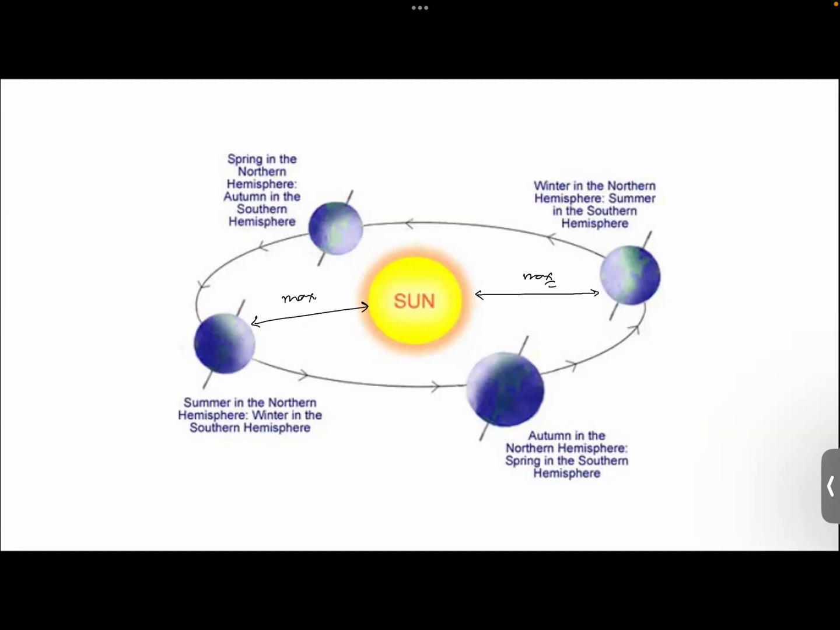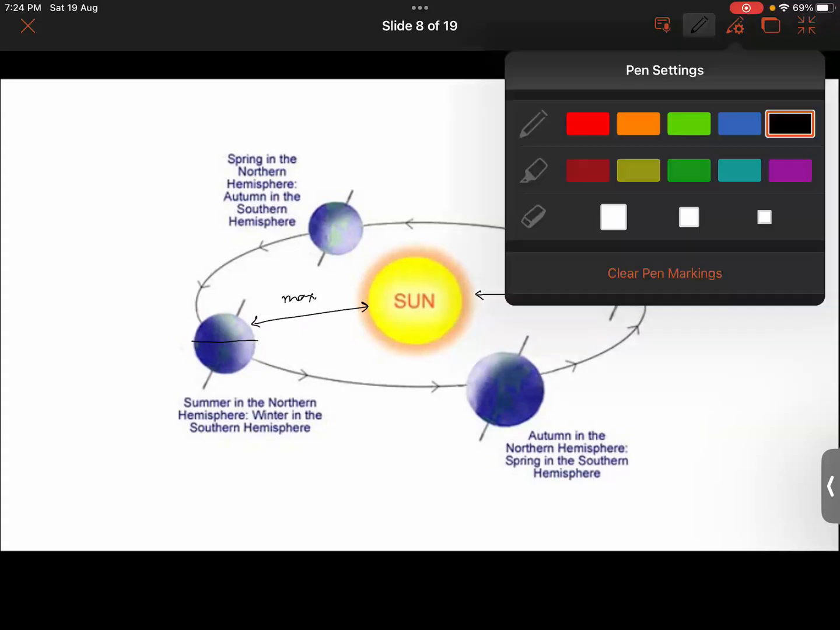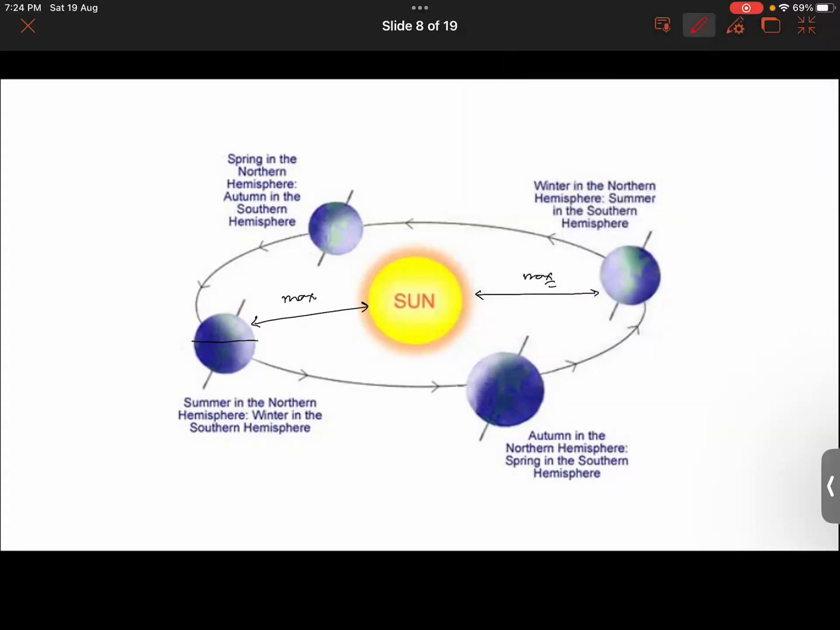See over here. In this case, there will be summer in the northern hemisphere while there will be winter in the southern hemisphere. Why is it so? The question is, why is it so? You guys know about summer? You know about the southern or northern hemisphere or not?